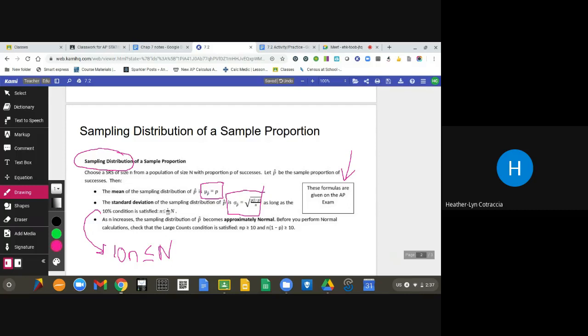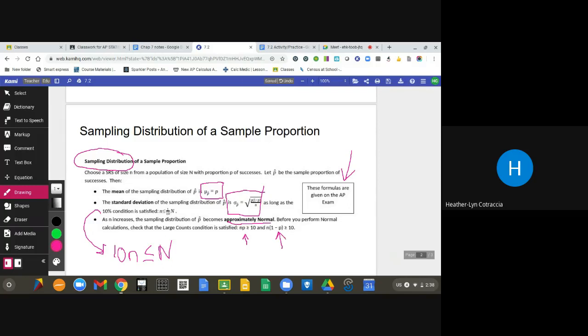Now, the other piece that's also very cool about this is that the bigger your sample size, the more normal your sampling distribution will usually become. And I think I said this in one of the other videos: as soon as something becomes more normal, we can do more with it. We can calculate more probabilities, which is very, very useful. So your large counts condition is n times p has to be greater than or equal to 10, and n times 1 minus p also has to be greater than or equal to 10.